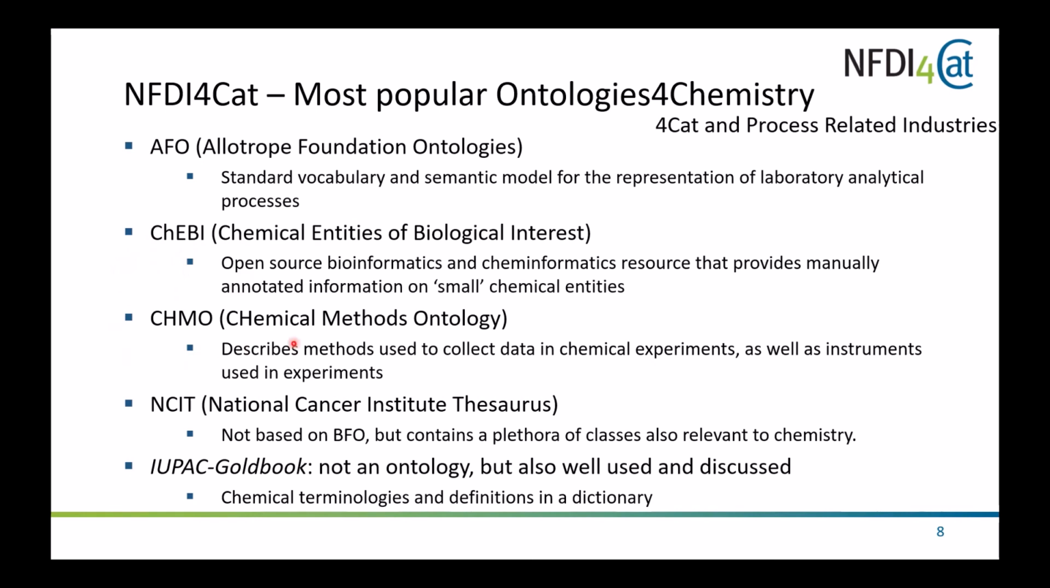Then the CHMO, it's quite interesting because the methods describe the chemical experiments as well as the instruments. And we also use the NCIT from the National Cancer Institute Thesaurus. It's not based on the BFO as our top level ontology, but the classes are quite usable for us and relevant to chemistry. And the IUPAC Gold Book, for us, is not an ontology in that way, but it has a good structure and nice definitions for the classes.